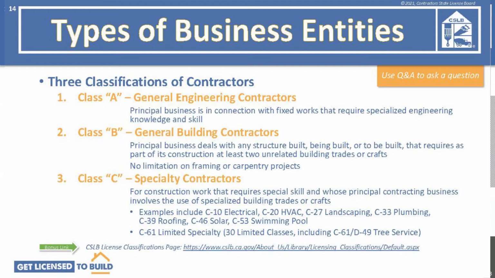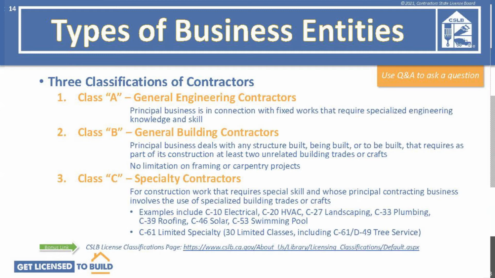The final class is C, or specialty contractors. These licenses are for construction work that requires special skill and whose principal contracting business involves the use of specialized building trades or crafts. Examples from this class include the C10 electrical contractors, C20 HVAC contractors, C27, which are the landscaping contractors, C33 plumbing contractors, C39 are roofing contractors, C46 the solar contractors, and then our C53 swimming pool contractors, just to name a few.